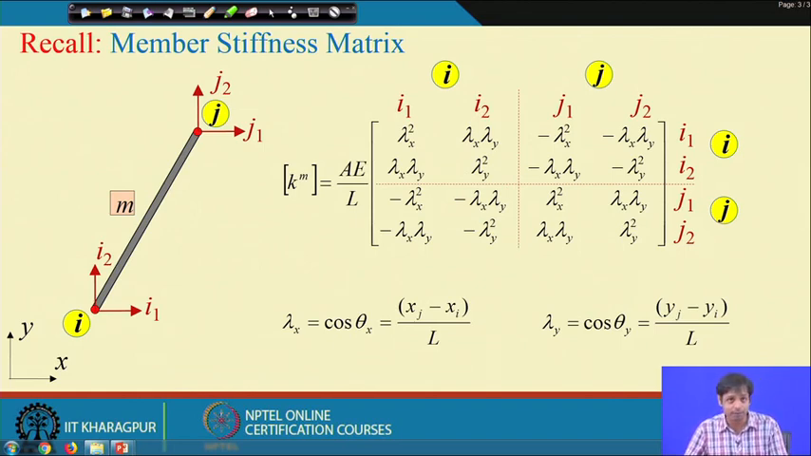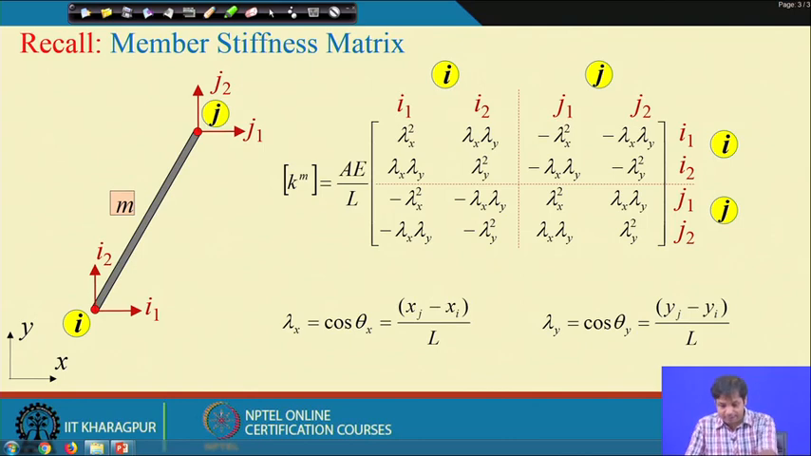what the orientation of this member is, how it is oriented with respect to the horizontal x axis and how it is oriented with respect to the y axis. So, lambda x and lambda y are defined as this, which we have discussed in the first lecture of this week. Now, this is for any arbitrary member m.